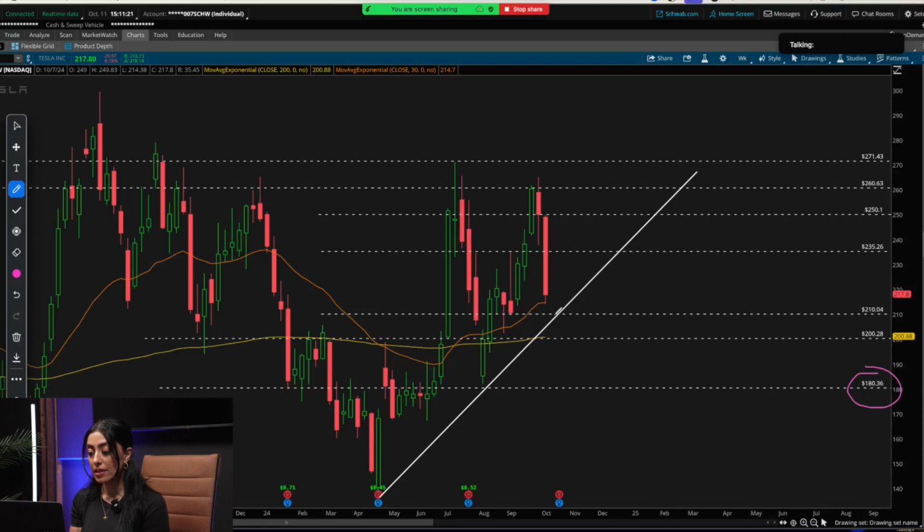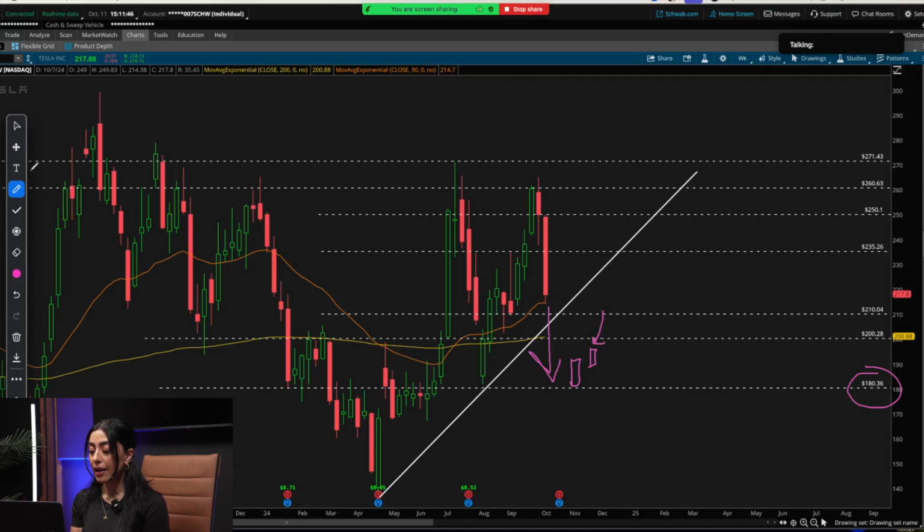What can happen is if Tesla comes down, it can bounce off of that 180 support, okay? If it bounces off of the 180 support, you can buy calls on Tesla for a swing, okay? So you wait for one candle to hold 180, and then the next candle to open above that previous candle. This is your entry candle here for calls on Tesla for the bounce, all right?